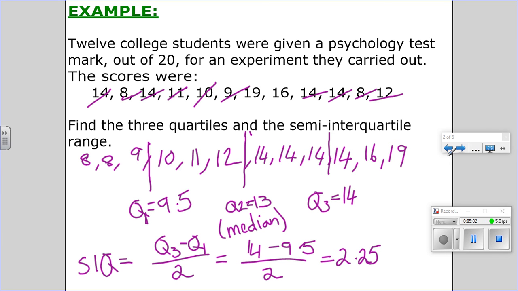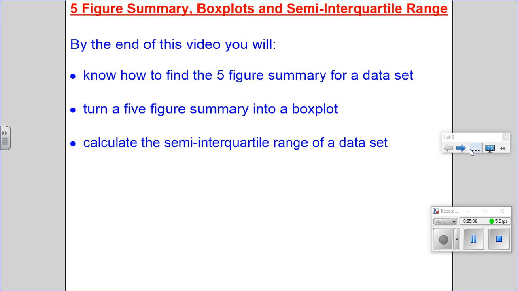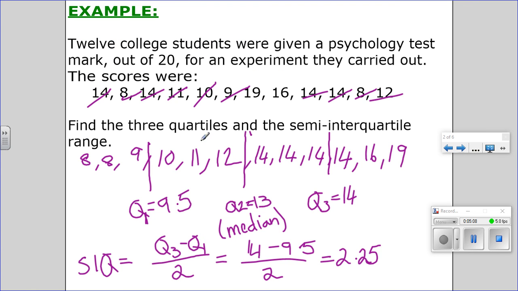Okay, so I said on the first page that we were going to be looking at what we call the 5-figure summary. Quartile, sorry, so quartile 1, 2, and 3. They are 3 parts of your 5-figure summary, and the next example is going to take us through how you get the other 2 and create your box plot.